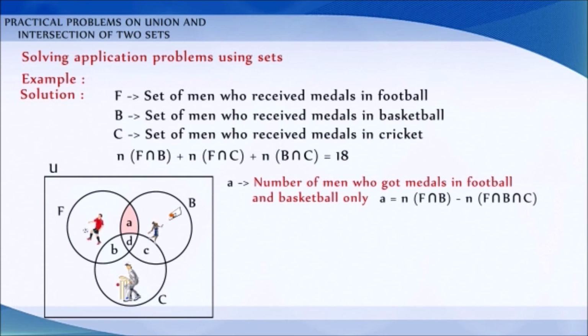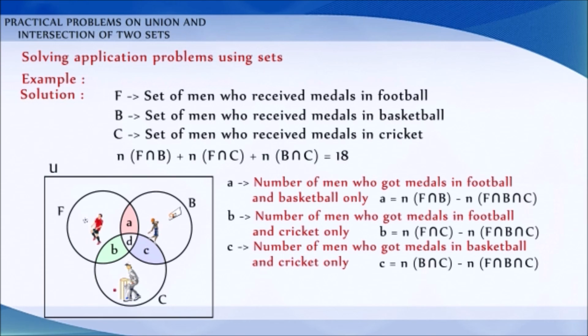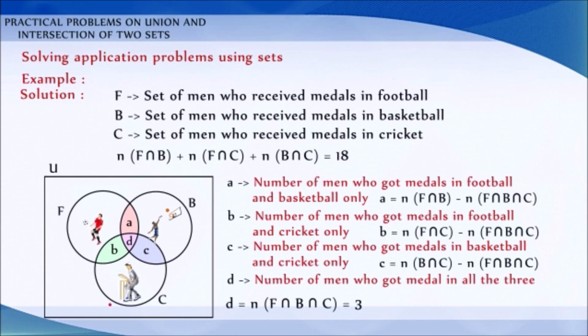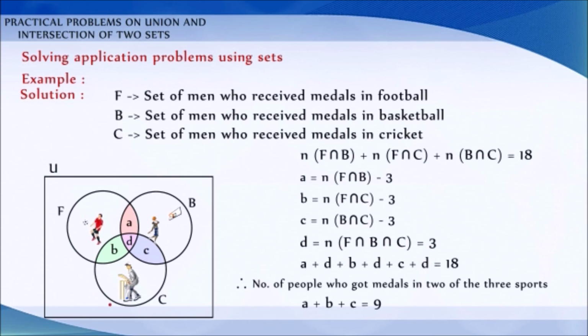Now, consider the Venn diagram. Here, A denotes the number of men who got medals in football and basketball only. B denotes the number of men who got medals in football and cricket only. C denotes the number of men who got medals in basketball and cricket only. And D denotes the number of men who got medals in all the three. Thus, D is equal to n of F intersection B intersection C, which is equal to 3, and A plus D plus B plus D plus C plus D is equal to 18. Therefore, we get A plus B plus C, that is, the number of people who got medals in exactly 2 of the 3 sports, is 9.